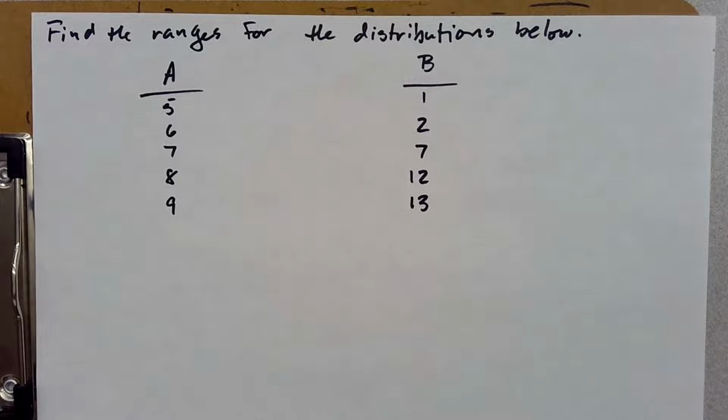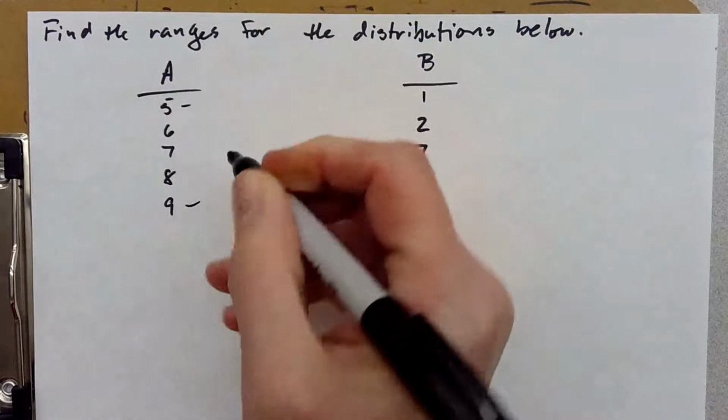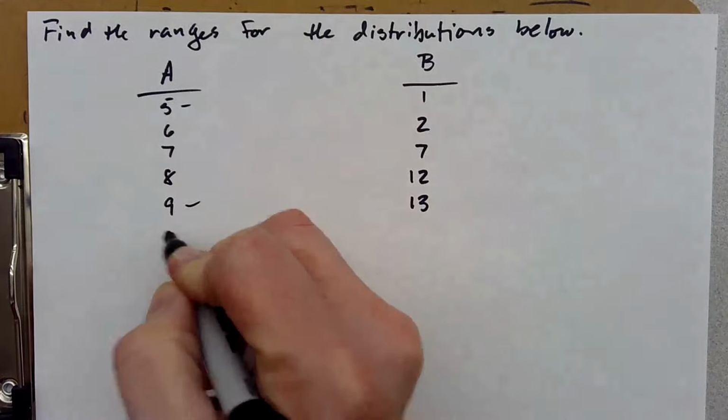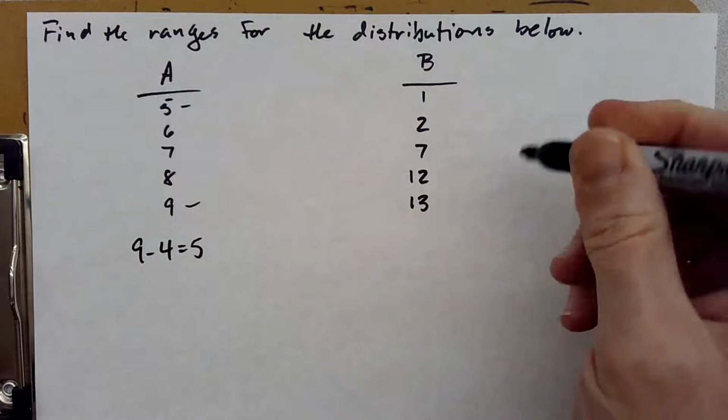In this video, we are going to look at the examples from the 12.3 slides. We're starting with this problem. We want to find the ranges of these distributions. Ranges are pretty simple. All we need to do here is to take the largest value and subtract the smallest value. So the range for distribution A here is 9 minus 4 equals 5.